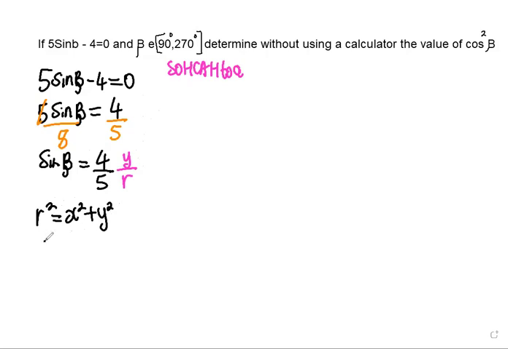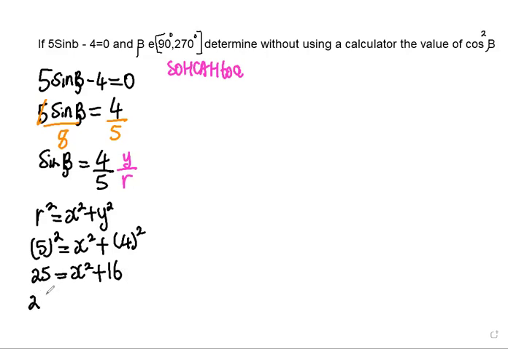Then your r is 5, that will be 5 squared is equal to x squared, plus you substitute the value of y being 4, so it will be 4 squared. So that is 25 is equal to x squared plus 16. And then it will be 25 minus 16 is equal to x squared. Then our x squared is equal to 9.